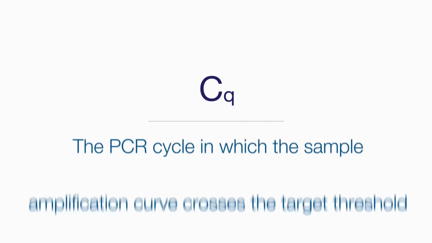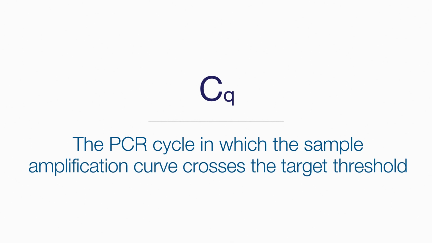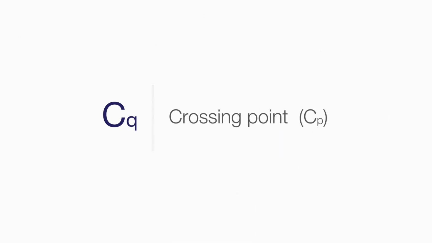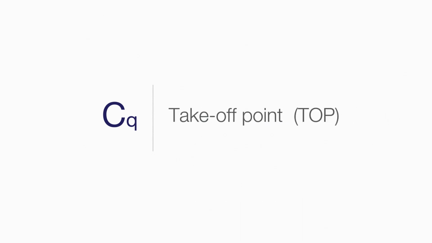The threshold is then used to determine the CQ, or quantification cycle. The CQ value corresponds to the PCR cycle in which the sample amplification curve crosses the target threshold. This is where the fluorescence signal exceeds background fluorescence, which indicates true amplification. A low CQ correlates with a high target expression level in a sample. Over the years, CQ has also been referred to as a threshold cycle, or CT, crossing point, or CP, and takeoff point, or TOP. They all mean the same thing, but quantification cycle is preferred according to MIQE guidelines to ensure consistency.